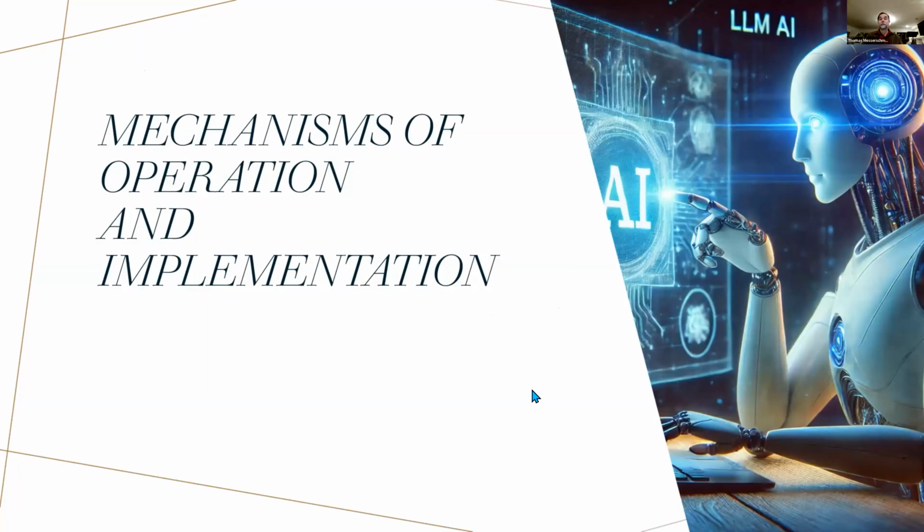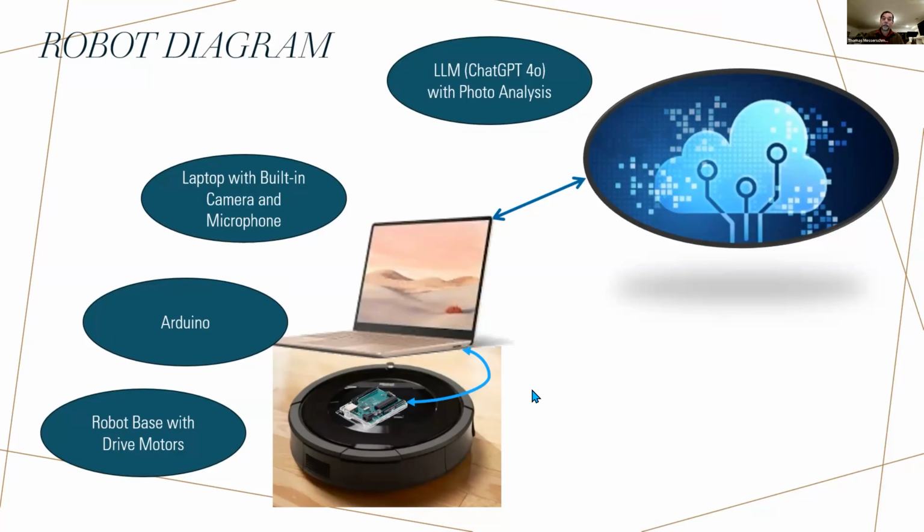So the mechanisms of operation and implementation are this. I start with a robot base, and this is just a Roomba. Sorry, Camp, it's a Roomba. And I like Roombas. I'm a big fan of the Create 3. I've stripped it of everything but the drive motors, and I threw an Arduino on top of that and a laptop on top of that with a built-in camera and microphone. And then through the magic of Wi-Fi, we connected ChatGPT 4o with photo analysis.